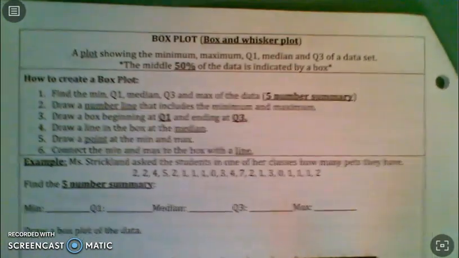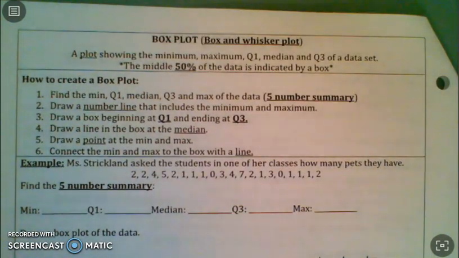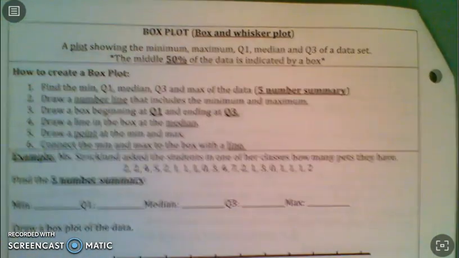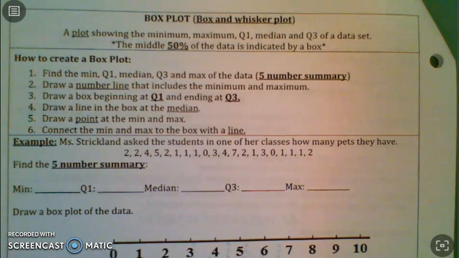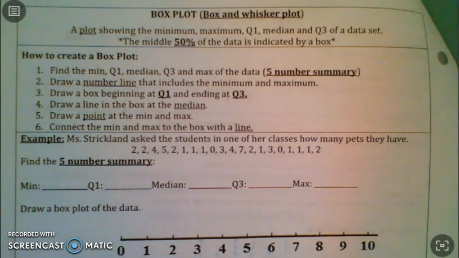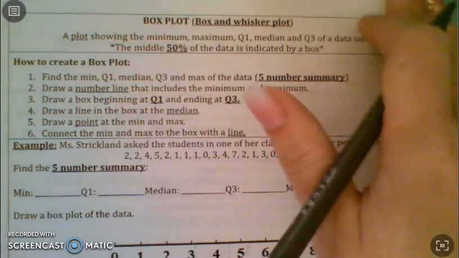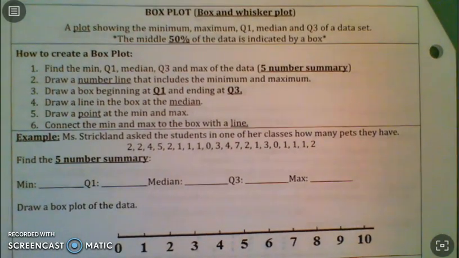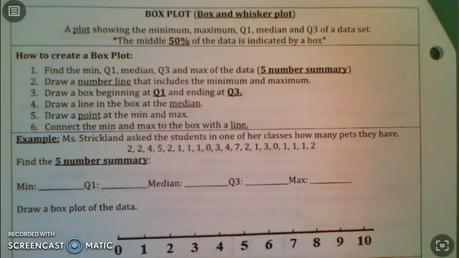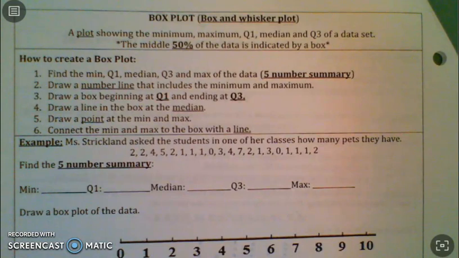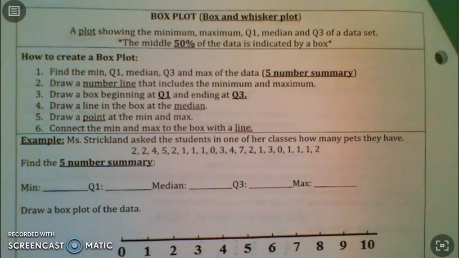So next we have a box and whisker plot, or a box plot, and that shows the minimum, maximum, Q1, median, and Q3 for the data set. In your box plot, the middle 50% of the data is indicated in the box. So that's the IQR that we talked about the other day. So you first have to be able to find the min, Q1, Q3, median, and max. That's called the 5-number summary.